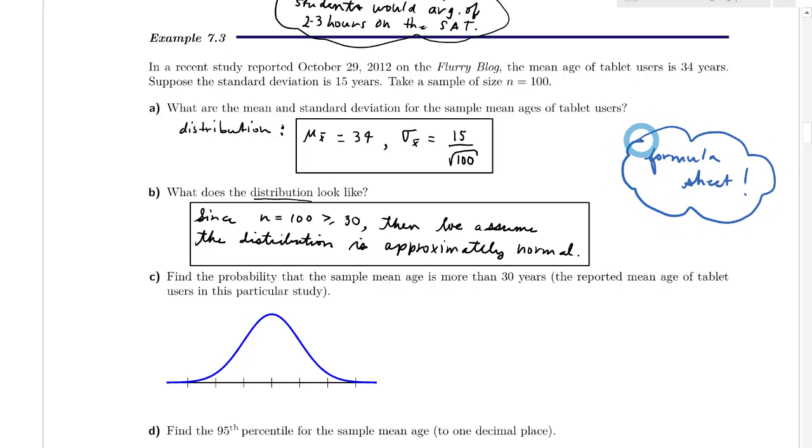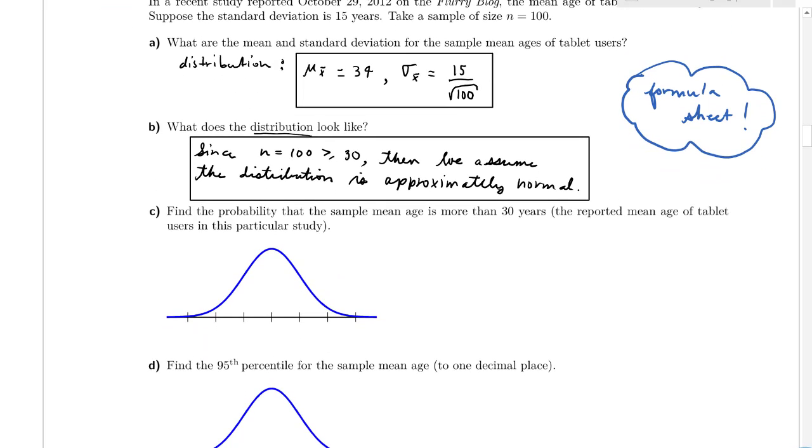And if you look on the formula sheet, you'll see all this stuff here and you're good to go. Okay, let's do some problems with this. It says find the probability that the sample mean age is more than 30 years, the reported mean age of tablet users for this particular study. Okay, so the first thing we want to do is start here and put the actual mean of 34.